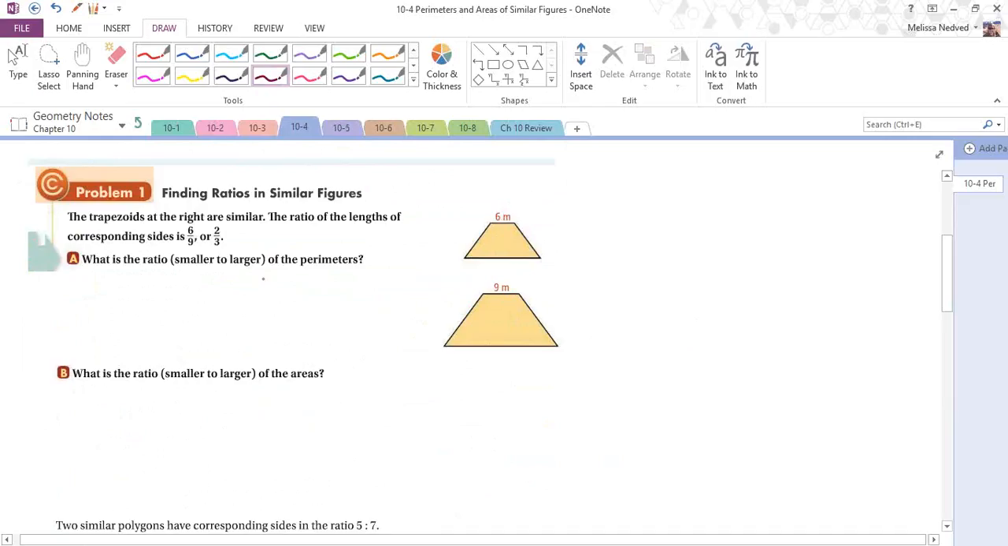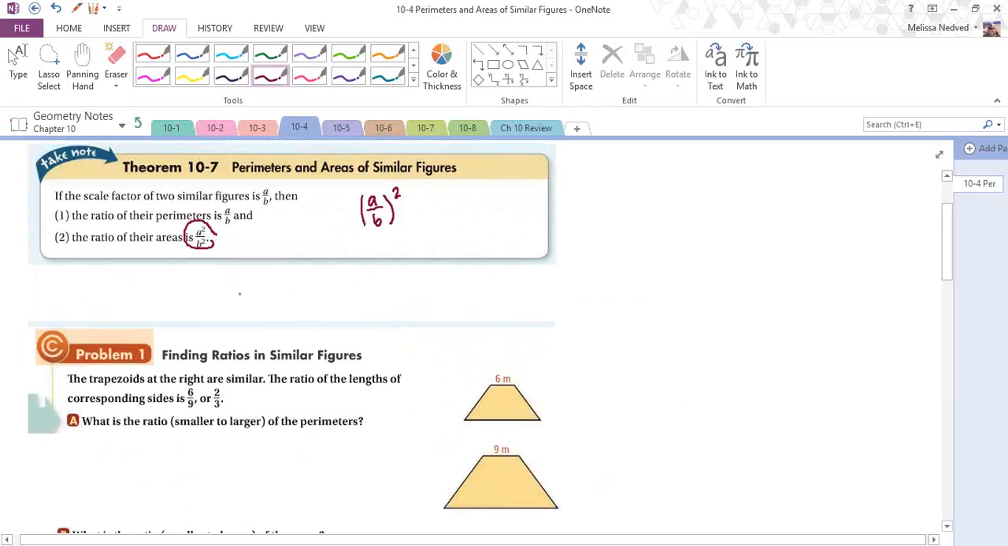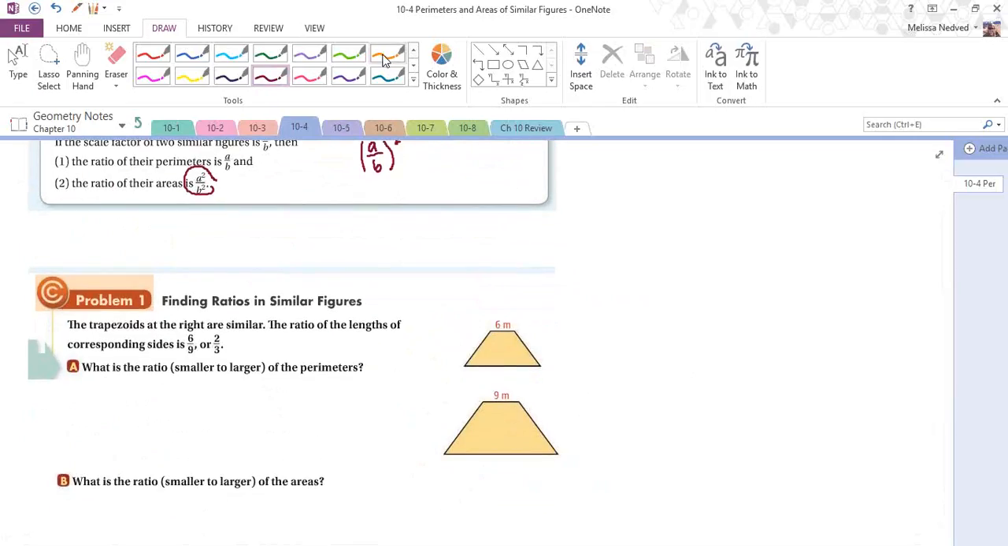So the first thing we want to know is the ratio of the smaller to the larger, meaning we're going to list the smaller trapezoid on top and the larger on bottom, of the perimeters. Now, if you remember what we talked about in this last theorem, the ratio of the perimeters is just the same as the ratio of the corresponding sides. So since we already know our corresponding side lengths have a ratio of 6/9 or 2/3, that's going to be the same result for the ratio of our perimeters. Just always verify that you are listing them in the correct order here, smaller to larger.